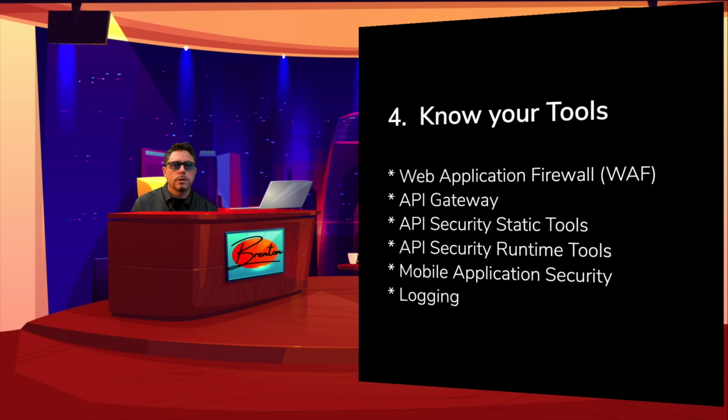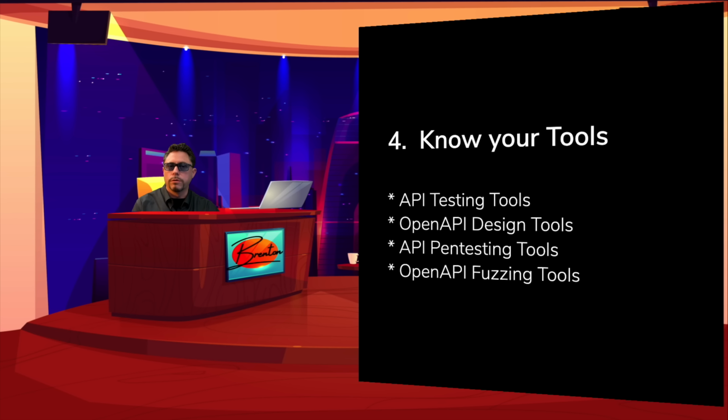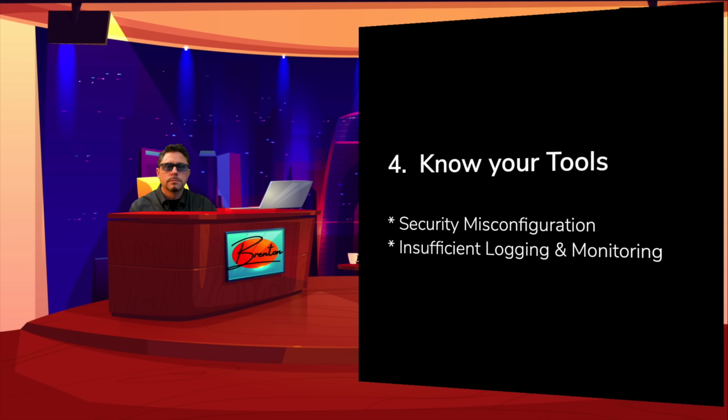Also check logging in your own applications to make sure that you're in that sweet spot of logging enough, but not too much. If something happens and you are under attack, your logs are going to be a valuable resource for you and a potential target for attackers. If you're involved with API security at your organization, you should probably be familiar with these other tools as well: API testing tools, Open API design tools, API pentesting tools, and Open API fuzzing tools.